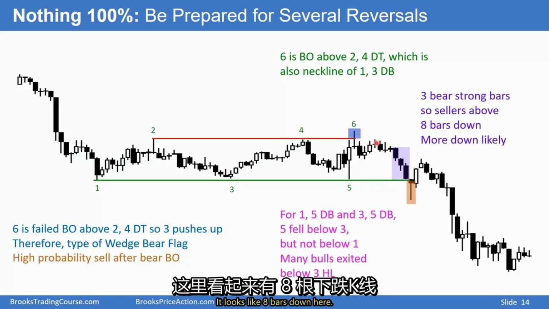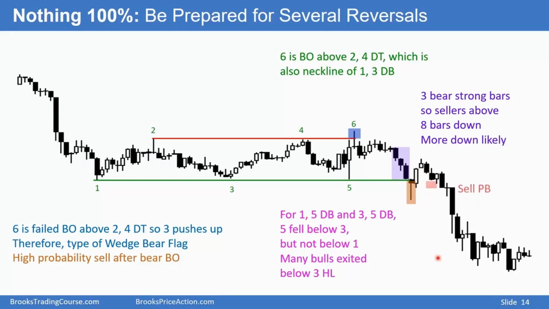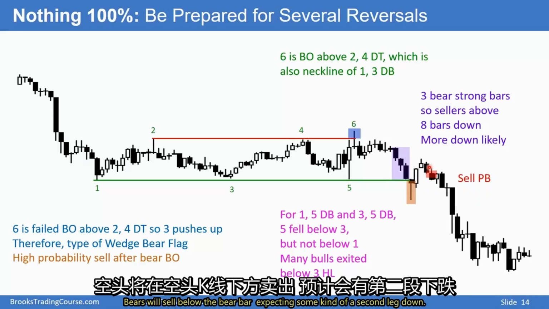It looks like 8 bars down here. Chances are this reversal up will be simply a pullback from this breakout and a bear flag, and that will go lower. Bears will sell below the bear bar, expecting some kind of a second leg down.